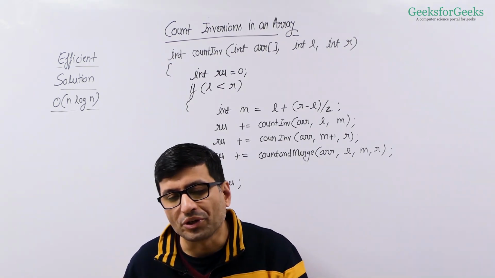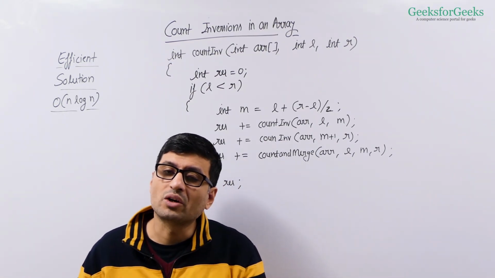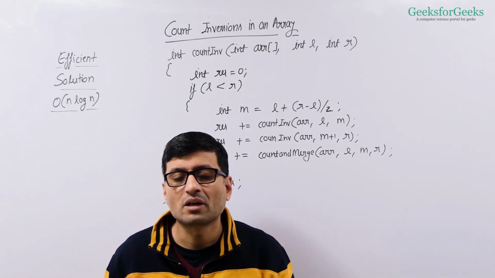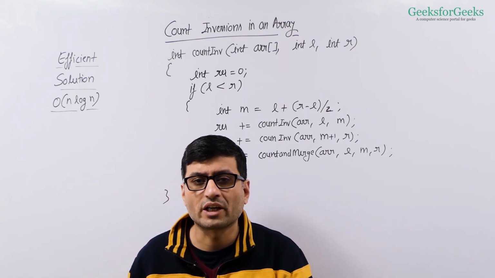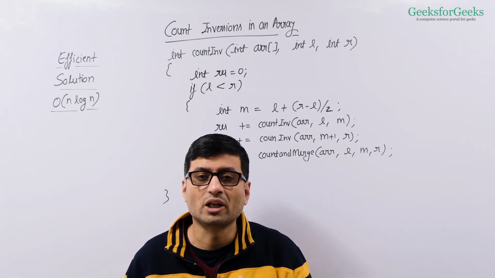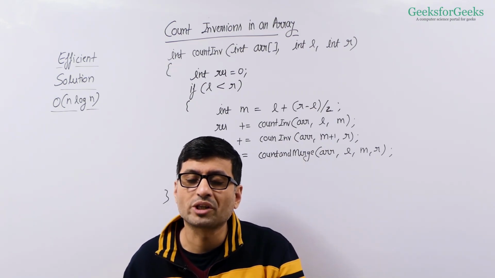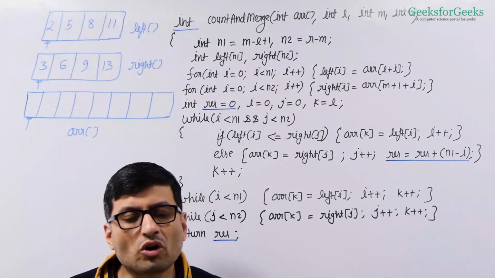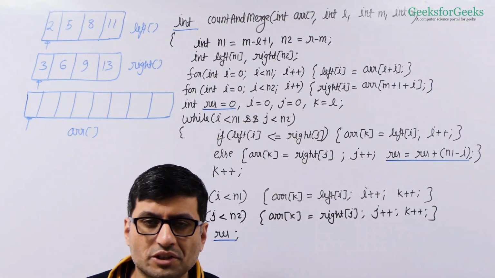Now please pause this video and try to write down the count and merge function. Also think of a reason how sorting the left half and right half and then sorting the whole array helps us in efficiently counting inversions when we are merging the two sorted halves. Let us now talk about the count and merge function.